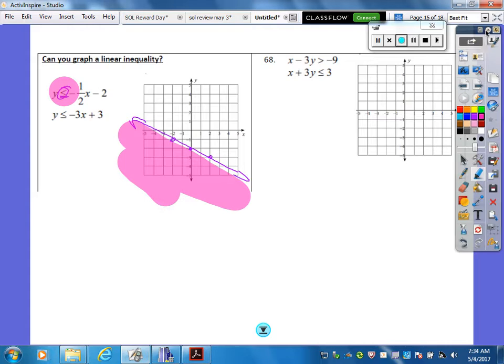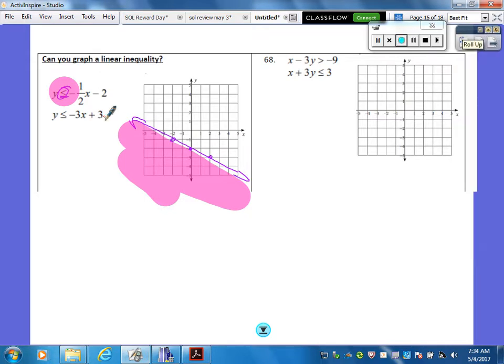Now let's switch over to our other line. I'll switch colors to help us out. This one starts up at +3, and it goes down 3 over 1. Down 3 over 1. So we found the spot.